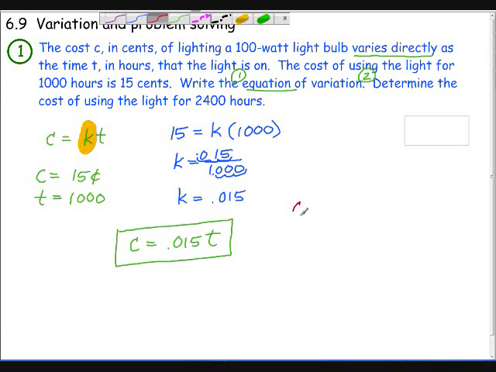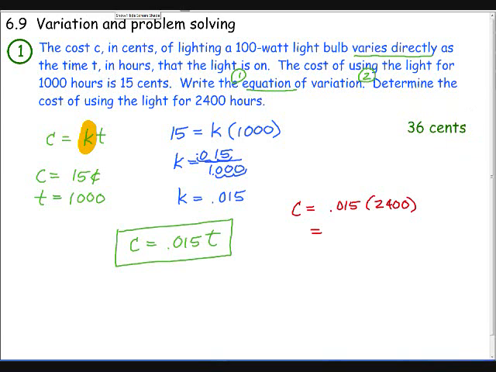This seems pretty straightforward. The cost will be my constant of variation times my number of hours, and you get your calculator out and you will find that that is equal to 36 cents.